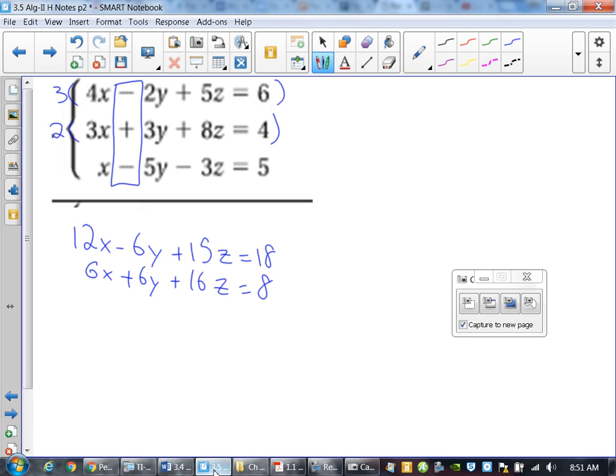By doing that, by not multiplying by negatives, I don't have to worry about distributing all that stuff out. I'm trying to figure out an easy way of doing it so I can just add. Whenever I see alternating signs, if I can add things together without having to mess around with it, it's just easier. It's a lot less work on yourself as you go through that. So from here, by adding those two together, what happens to the y's? They go. So 12 and 6 is 18. 15 and 16 is 31. 18 and 8 is 26.